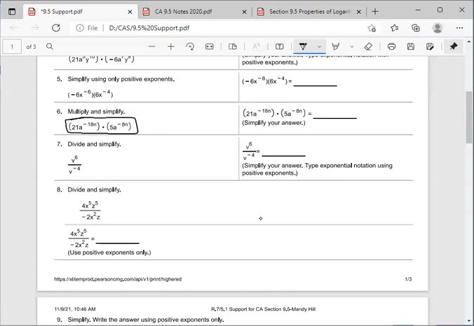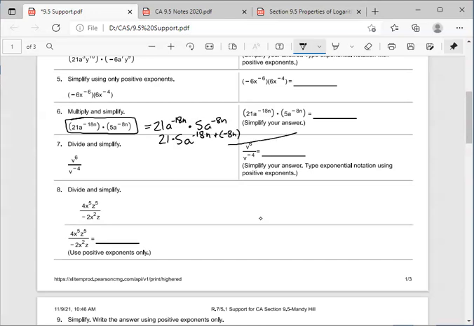Okay, so this problem, we really can go ahead and remove the parentheses. This is just 21a raised to the negative 18n times 5a raised to the negative 8n. So you're going to multiply 21 times 5. You're going to do what you would always do with the numbers. But the variables, the a's, if you're multiplying, then you add the exponent. So you would say negative 18n plus a negative 8n.